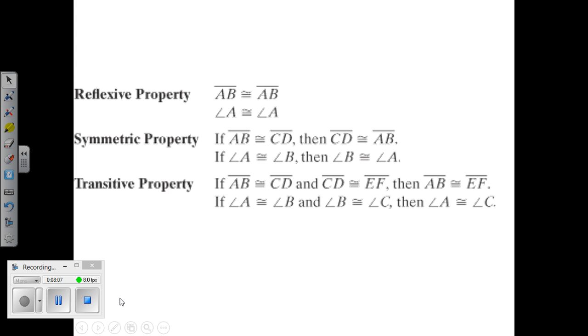So what you need to do is look at and outline section 2.4. And then you need to look at the exercises at the end of 2.4, and that's what we'll be working on in class tomorrow.